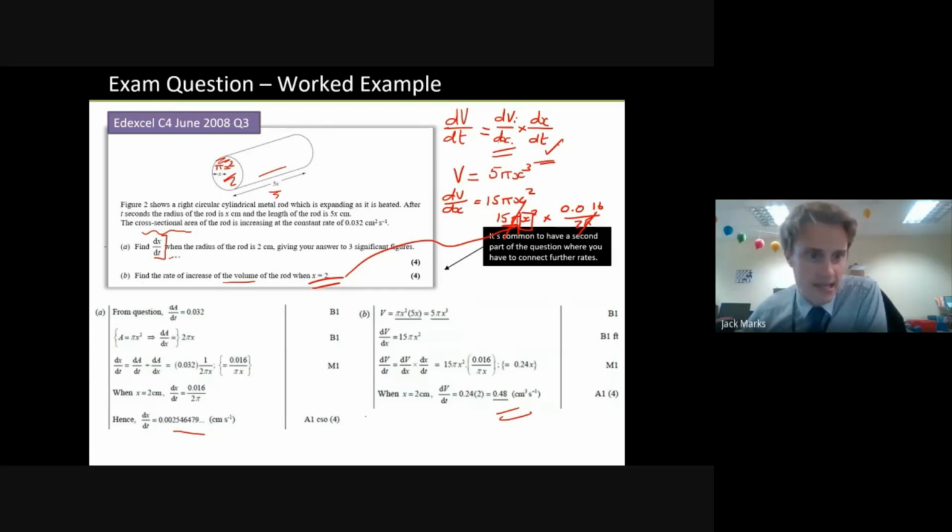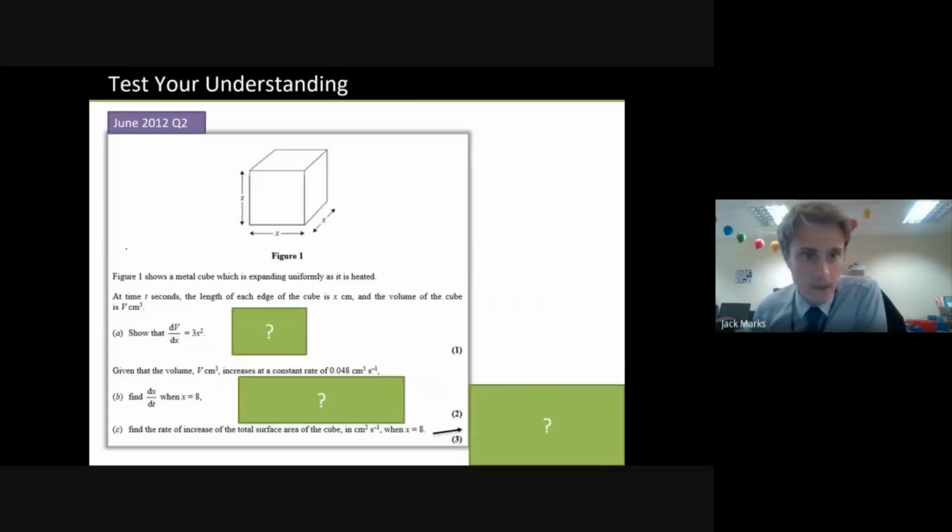So the part A section was used in part B, something we always need to be on the lookout for. It doesn't always work that way, but that is something that is often done. Let's do one more. So pause the video and have a go here.